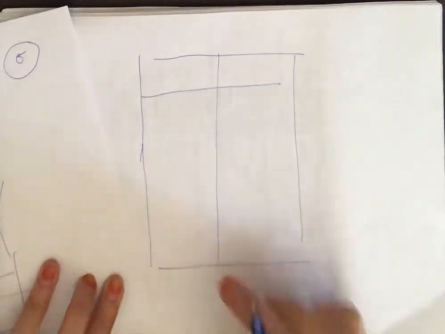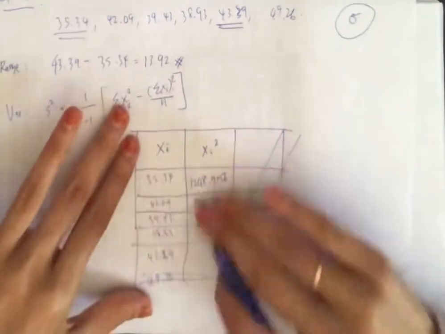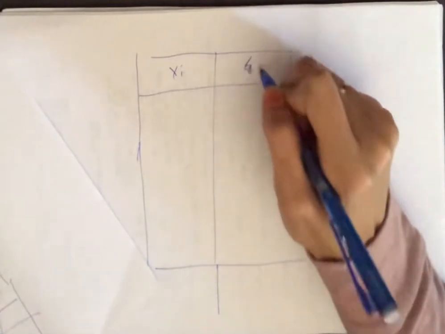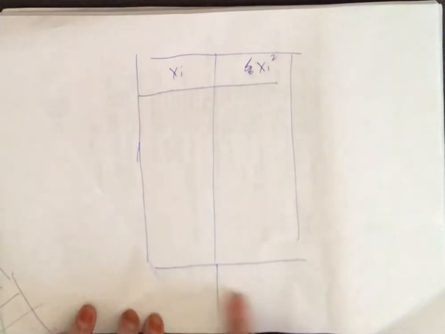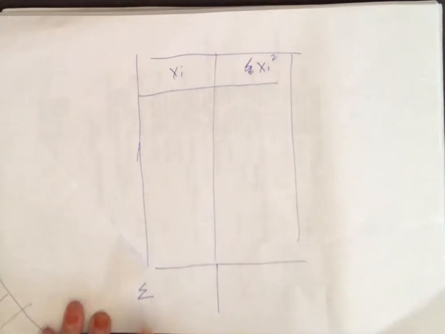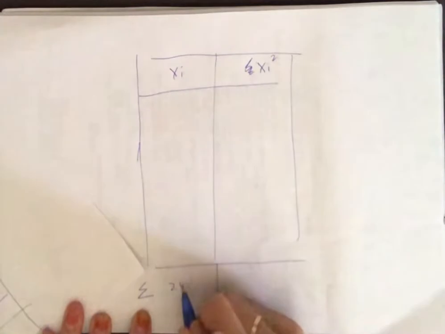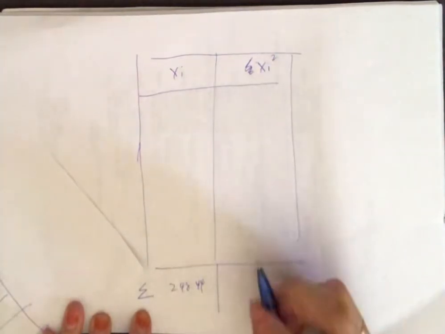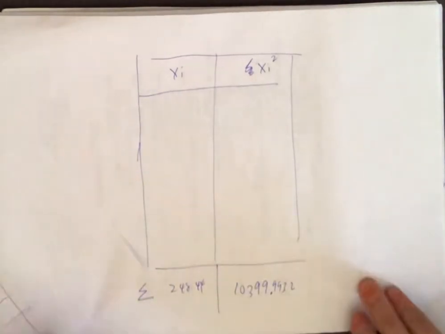Just imagine that we transform all this data into this table: x, xi, and xi square. Now this row must be the total. Usually we use a summation here, so this is the symbol for summation. For x, the summation, the total is 248.44, and for xi square, the total is 103.999932. Okay, done.